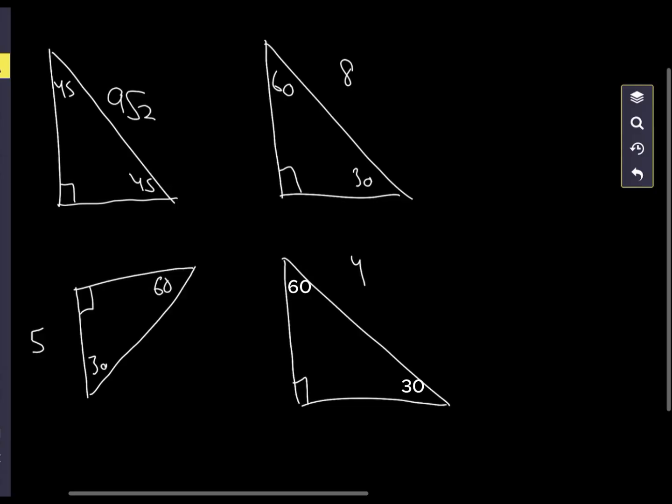Well, I've drawn 4 right triangles. And using what we just learned, try to solve for the missing sides. So, for example, in the first triangle, solve for these missing sides. Solve for these missing sides, etc.